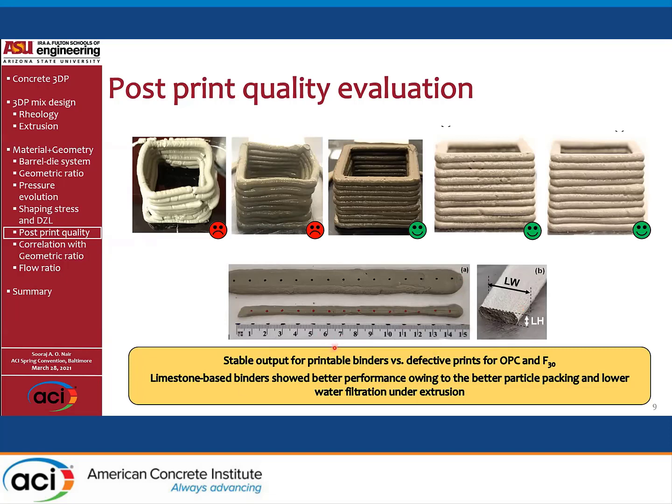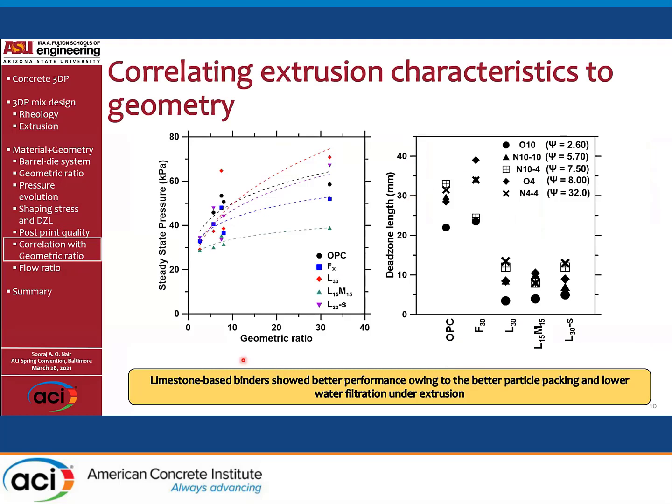So stable output for printable binders gives pretty much a good flow ratio, which I'm going to show later. These are the limestone-based binders, and they tend to show better particle packing and lesser water filtration. What we generally see is that with increasing geometric ratio, the steady state pressure tends to show a power law relationship for a given mixture.